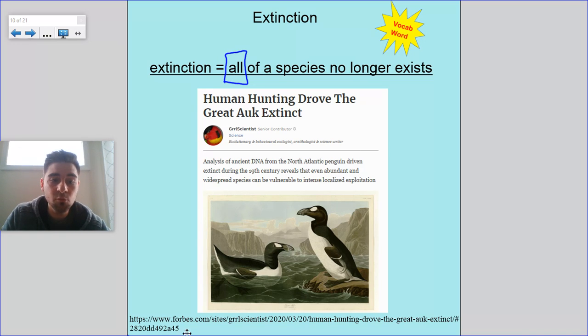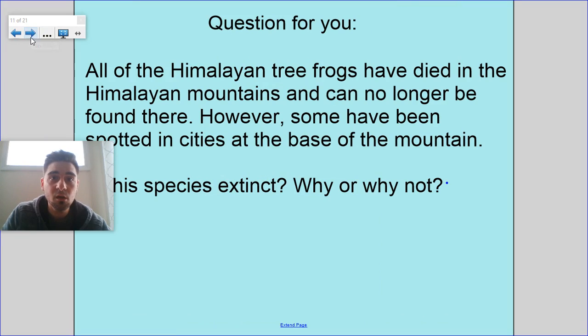Now, if you want to read more on this, I attached the article from this link into the assignment, so you can go ahead and read that on your own. It's not an assignment, it's additional for your own interest. If you find yourself very interested in species going extinct, if you like animals, you like the environment, then I encourage you to go look at this. Okay? All right, now, question for you.